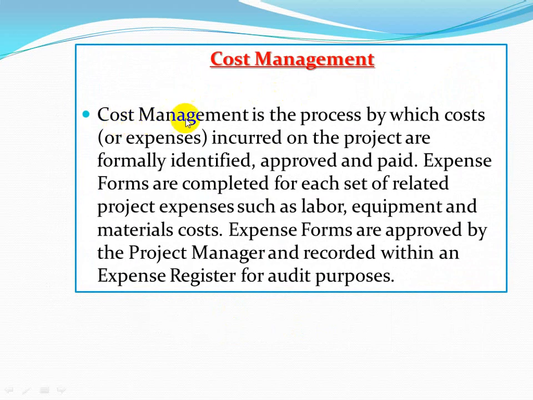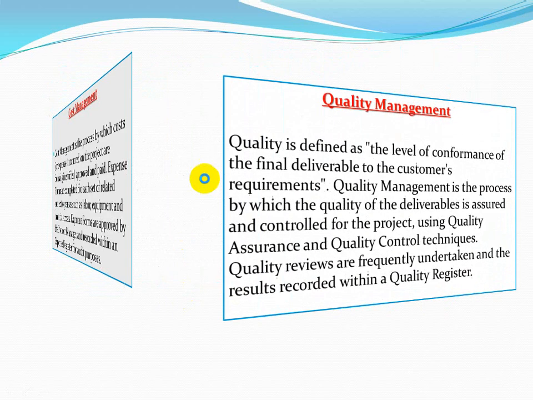Cost management. Cost management is the process by which the costs or expenses incurred in the project are formally identified, approved, and paid. Expense forms are completed for each set of related project expenses such as labor, equipment, and material costs. Expense forms are approved by the project manager and recorded within an expense register for auditing purposes.